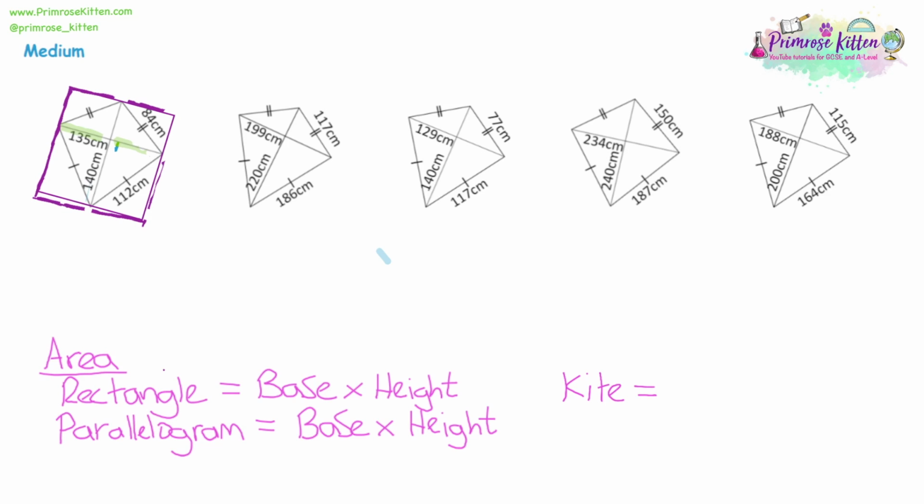So clearly, if we do base times height for a kite, we're getting a shape that is way too big. So what do we do? Well, it's all about the proportion of this rectangle the kite is taking up. So for example, I'm just going to colour in a triangle in green.